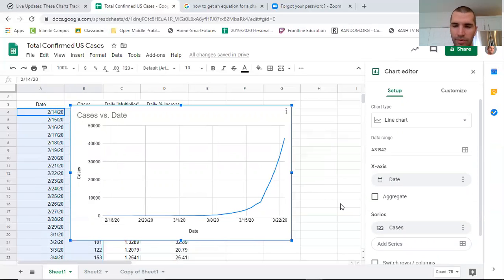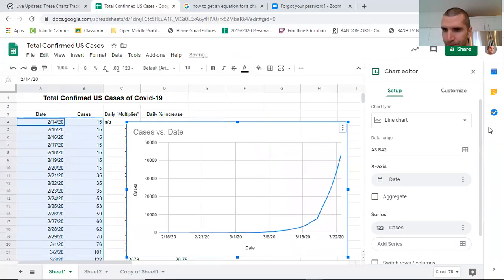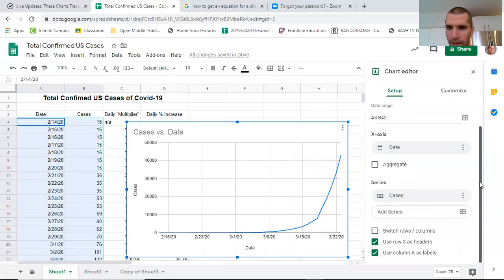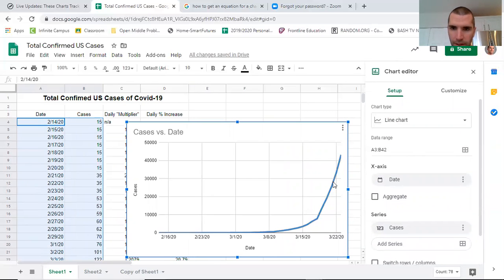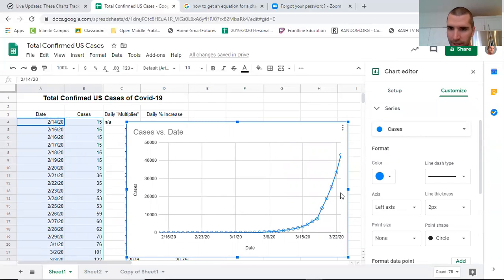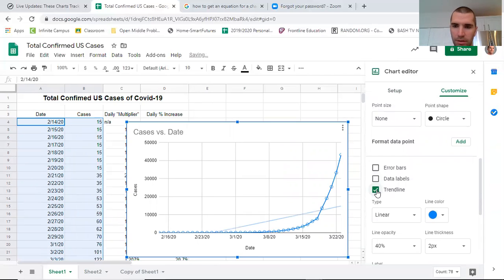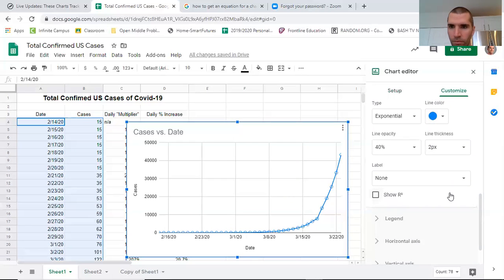If we want to find an equation for that, we can click on the line. Make sure you click on the line. If you don't click on the line, it's not going to work. And click on a specific point, actually. Then scroll down to where it says trendline. This is not linear, so we can't use a linear trendline. We have to make it an exponential trendline, so change it to exponential. Then go down to label, and we can say use equation.